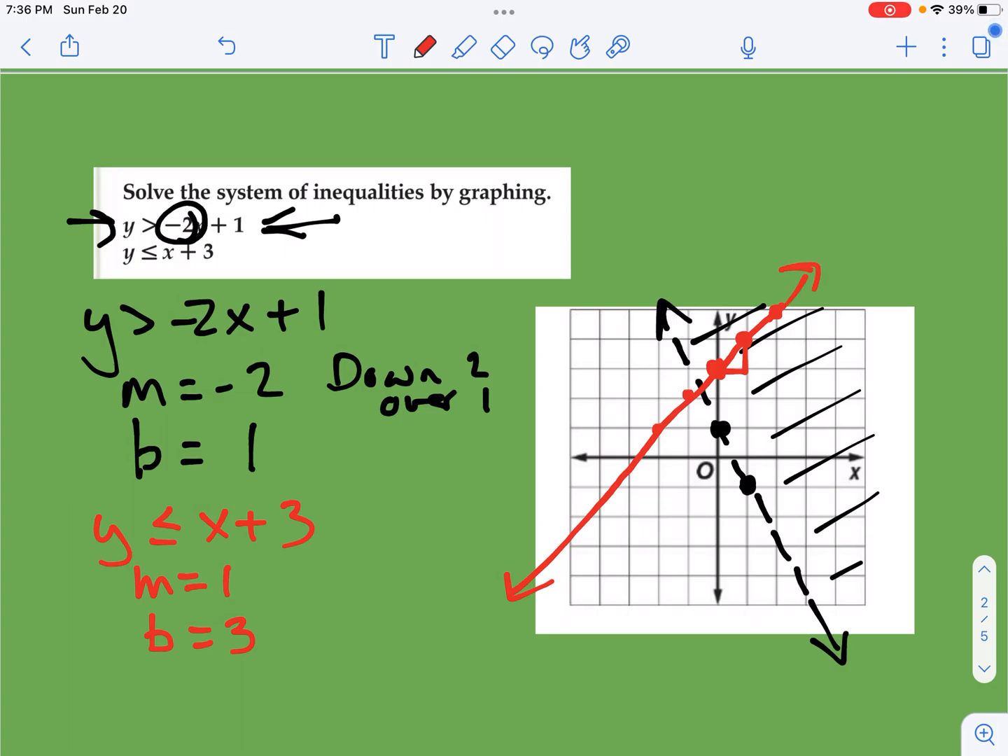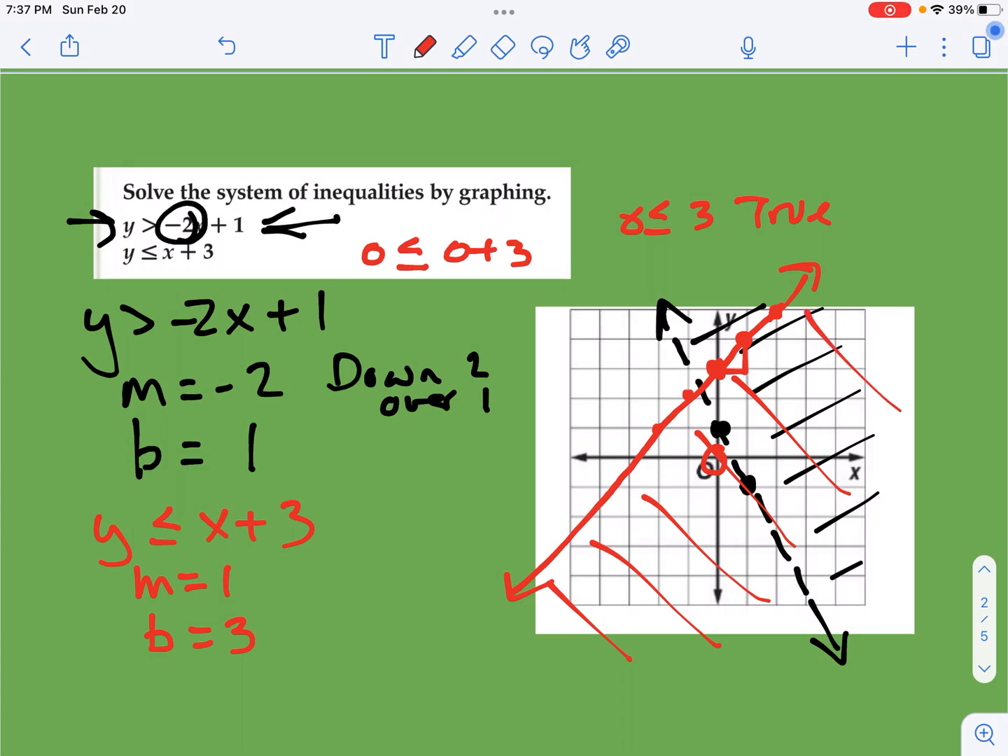So here's what we got. And then when I graph this one, let's put in 0, 0, because that's this point right here. So if I put that in, I get 0 is less than or equal to 0 plus 3. So 0 is less than or equal to 3, which is true. So I would be shading all of this.